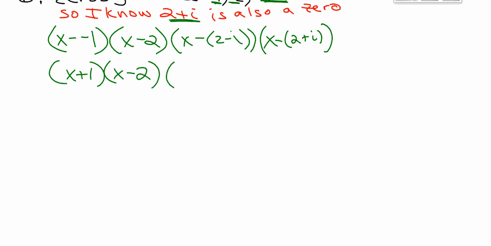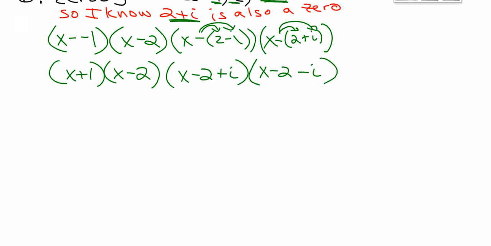And I'm going to rewrite this one dropping those parentheses, because I know that I have to distribute these negative signs. So that's x minus 2 plus i, x minus 2 minus i. And kind of look at what happened to those signs. Just like when this was a positive 2, it's now minus 2, and that happened there, and I get a plus i and a minus i. And now we'll distribute those out.